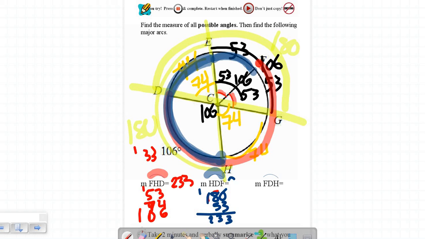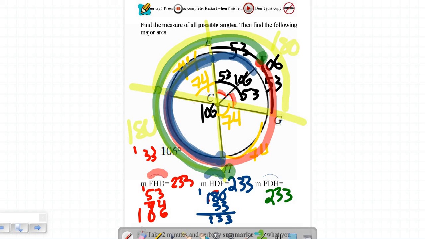Oh, the same thing. Last one, FDH. So we have to go in that order. F, go through D and H. Notice, it's the exact same measure, just going the different way, which is entirely possible. So if the blue is 233, the green is also 233.